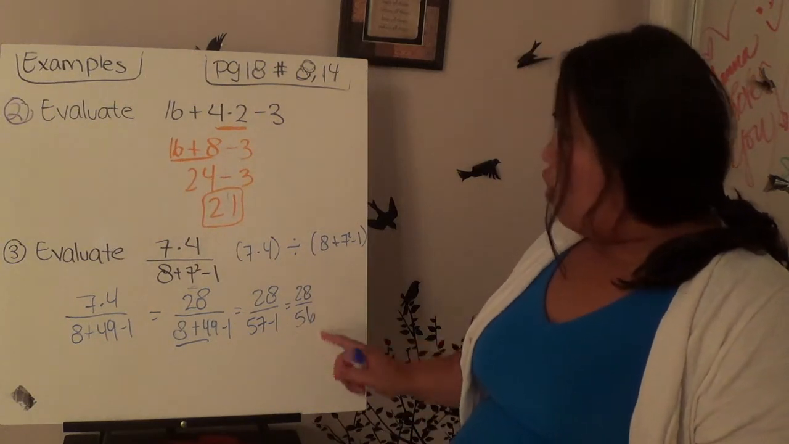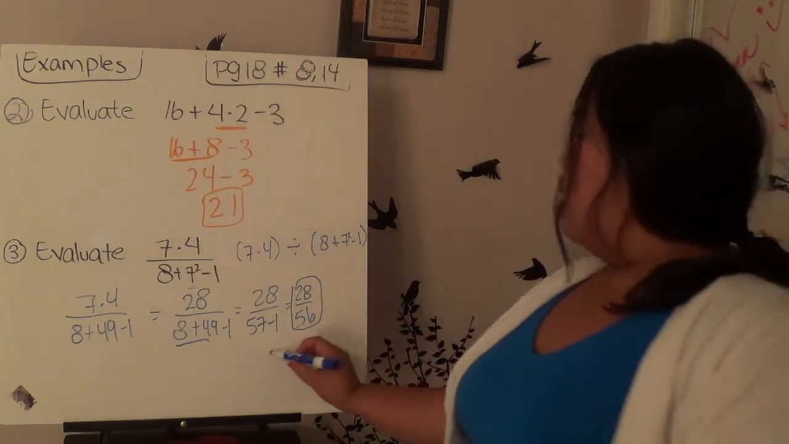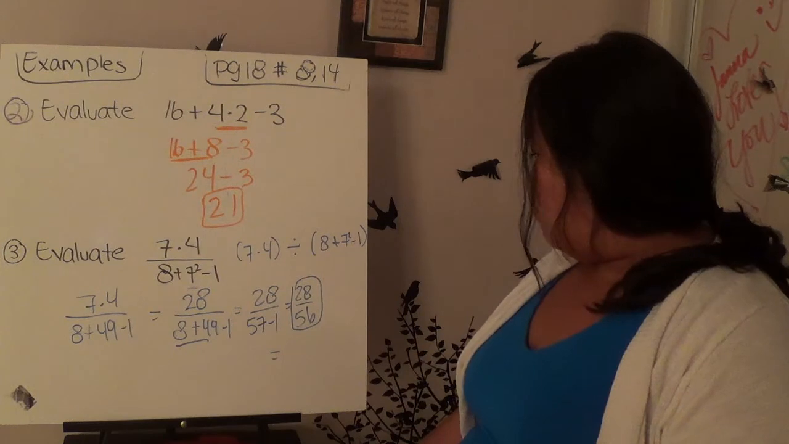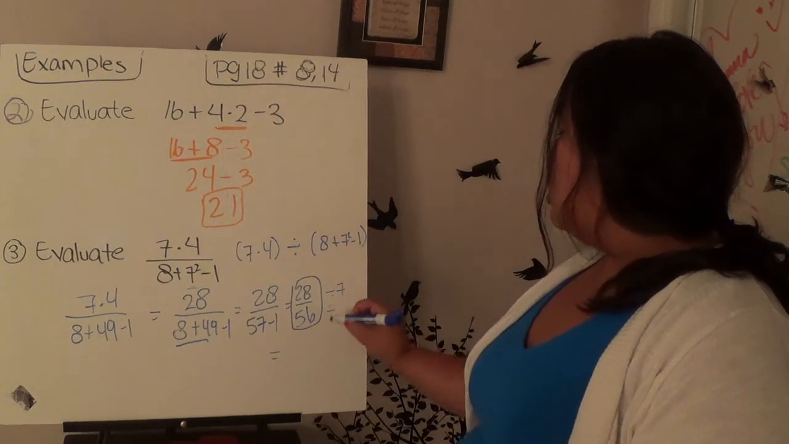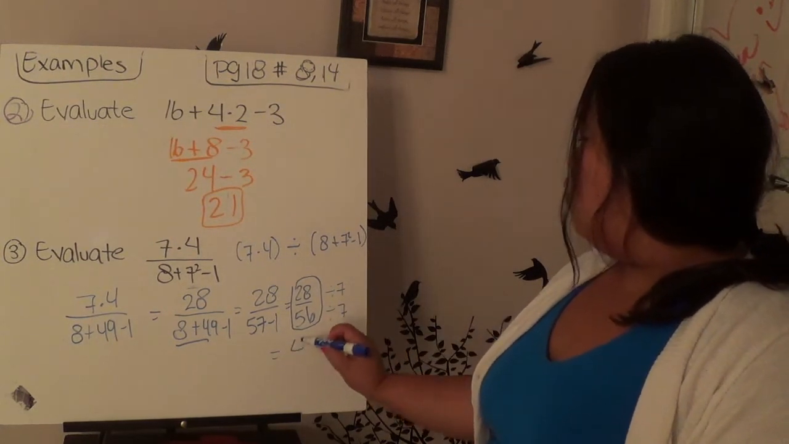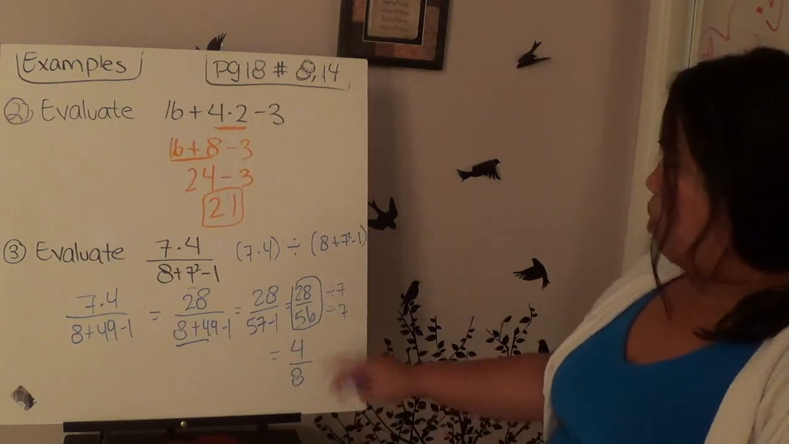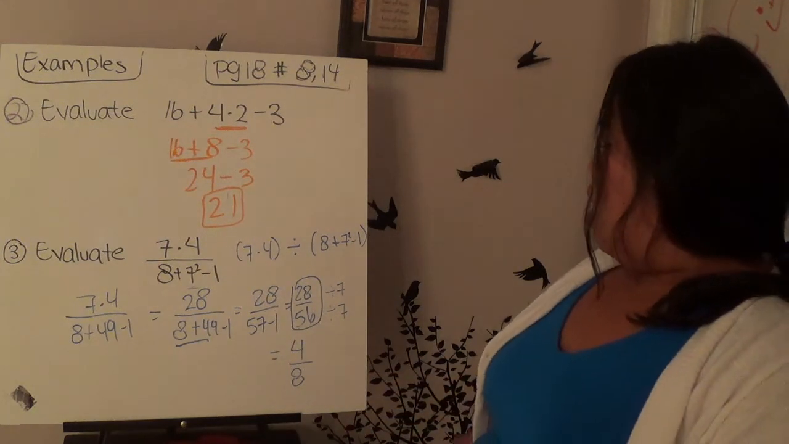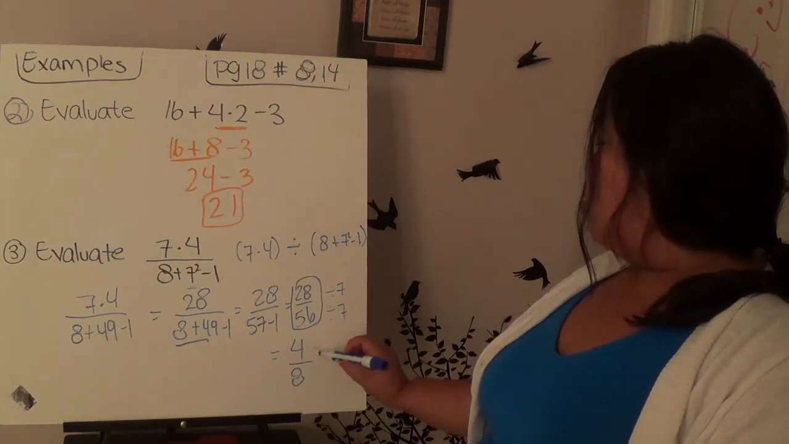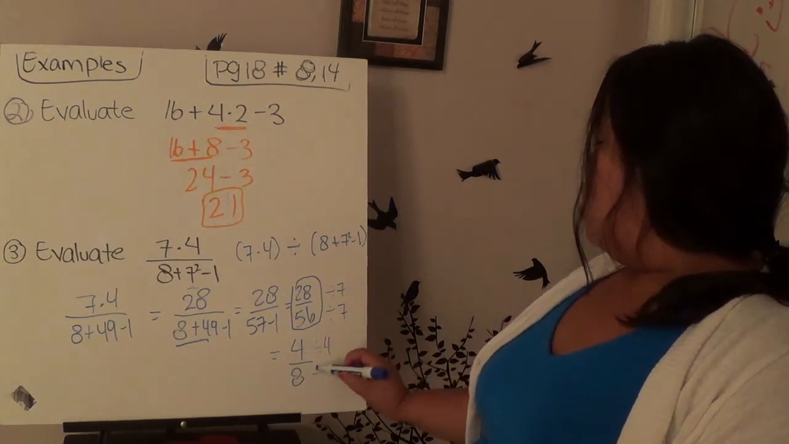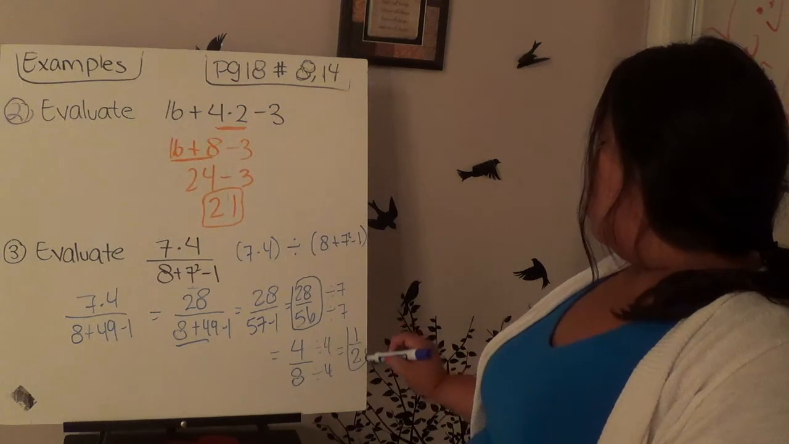Now, I have 28 over 56. I could end like this, or I can simplify. I need to simplify. So both 28 and 56 can go into 7, right? So 28 divided by 7 and 56 divided by 7. 28 divided by 7 is 4, and 56 divided by 7 is 8. Okay, can I simplify that more? Alright, let's simplify it again. Both of these can go into 4, so this gives me 1 over 2. So it is 1/2.